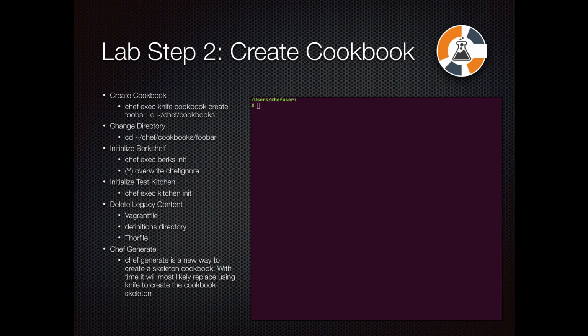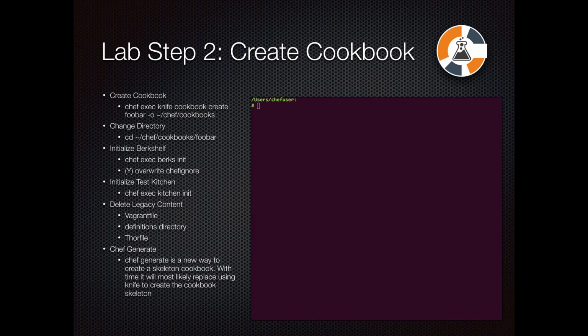So let's make our first cookbook. Again, we're prefacing everything with chef exec. So it's chef exec knife cookbook create. We're just gonna call it foobar, and then the -o, small o, is for the path to put it in.